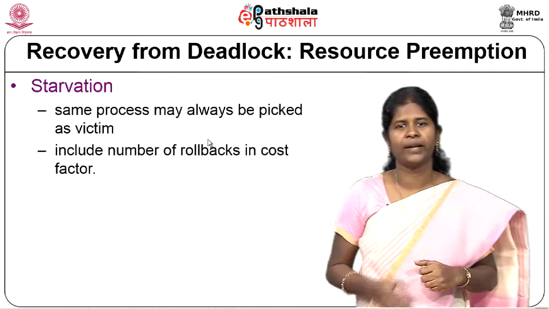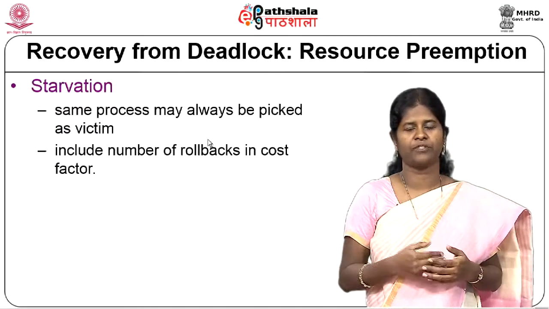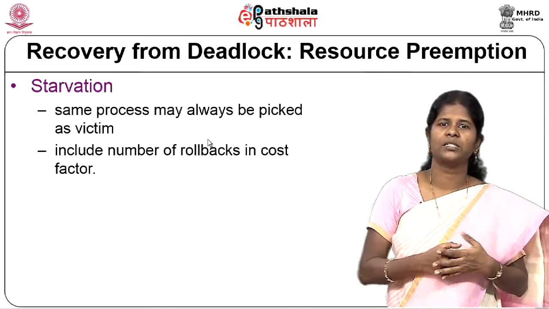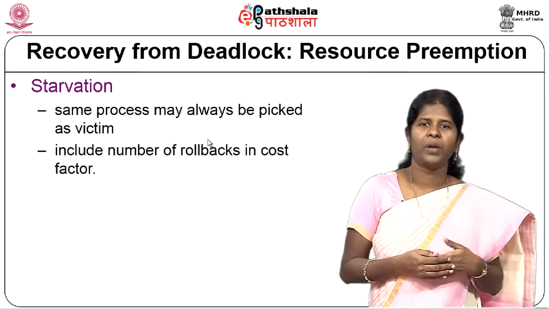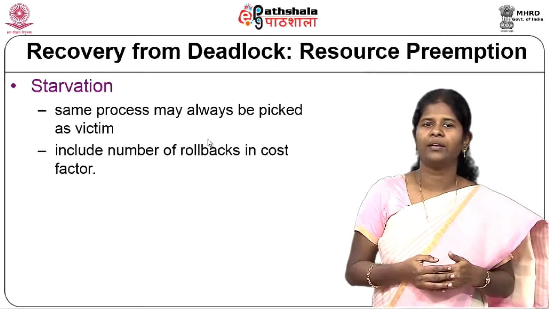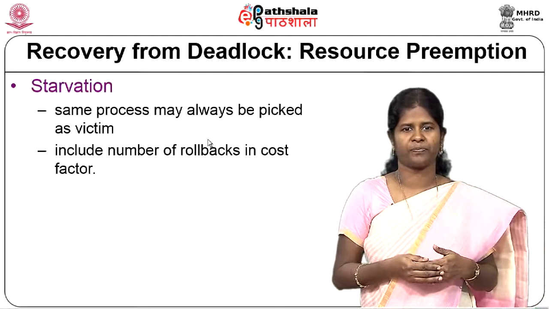And the next issue that needs to be addressed is starvation. When you are preempting resources from a process, there is quite a lot of possibility that the same process will always be picked as a victim. Maybe that is because of a low priority process or things like that. And you need to ensure that starvation does not happen in the system.